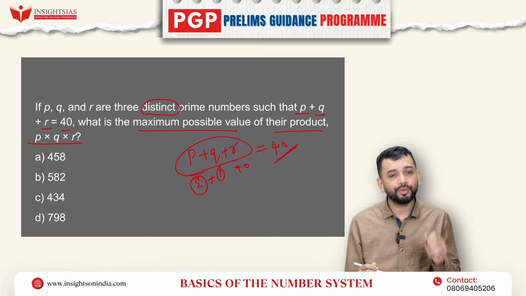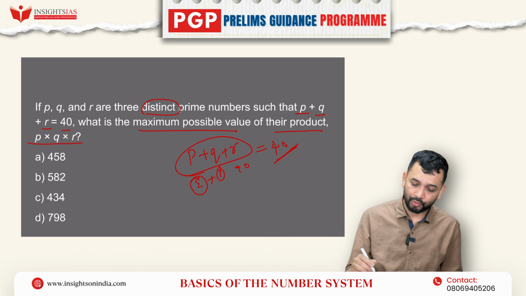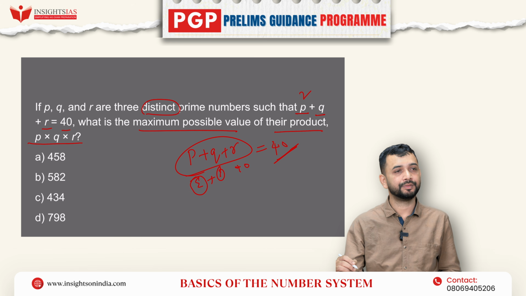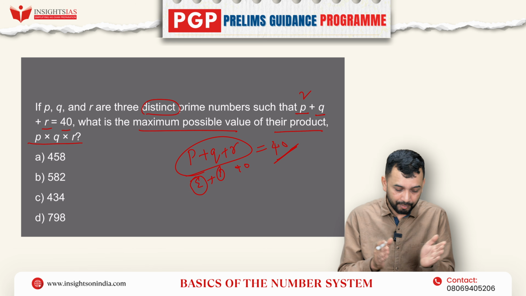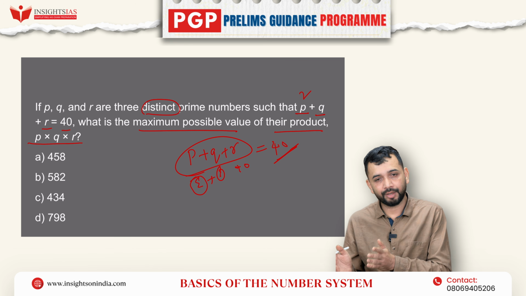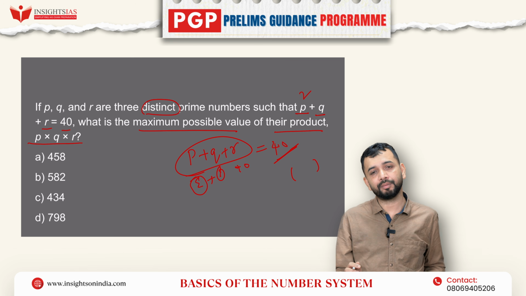There is only one even prime number, which is nothing but 2. So that means any one of P plus Q plus R should be 2. That means the other two together, if it is 2, the total is 40. That means Q plus R should be 40 minus 2, that is 38. So now the sum of the remaining two prime numbers is 38.